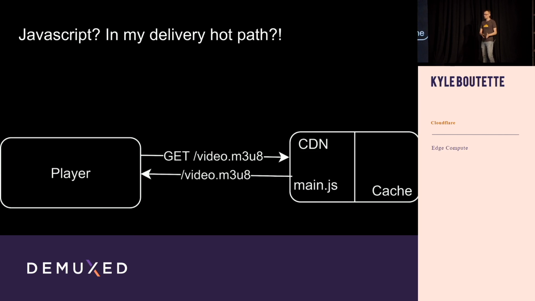And there's a bunch of products now, Cloudflare Workers, Lambda at Edge, a bunch of tiny startups, one of which I learned about yesterday at the speaker dinner, that offer the ability to run JavaScript in the hop path. So you can run your main.js in front of the cache. It can be fast. You don't need to involve a server. And everybody's happy.